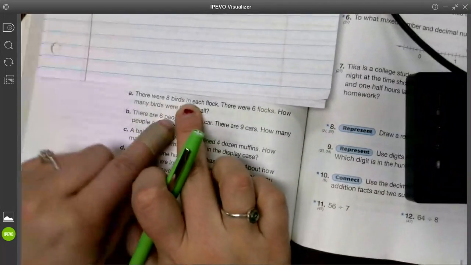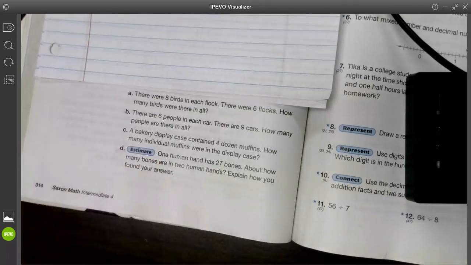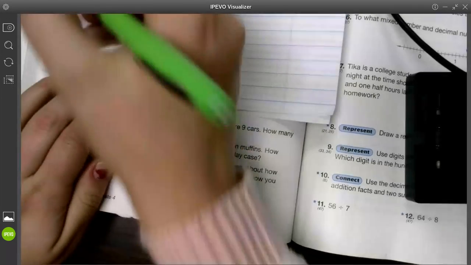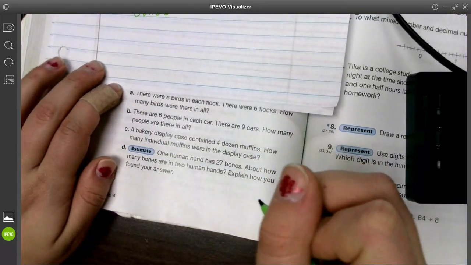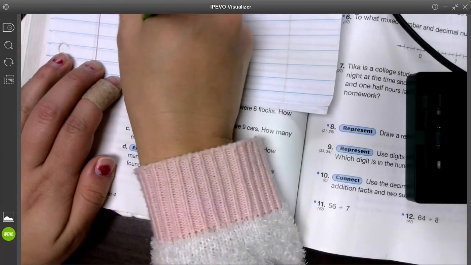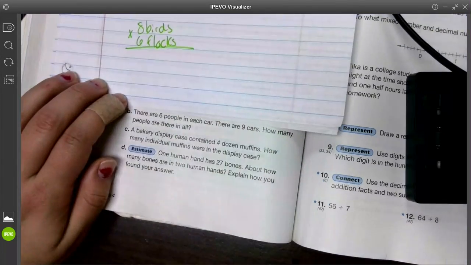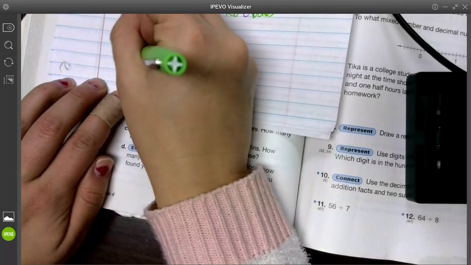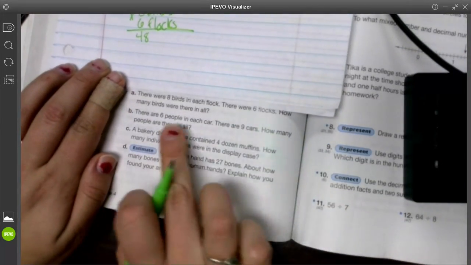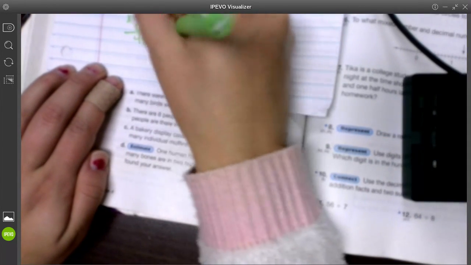There are 8 birds in each flock. Keyword right there: in each. There were 6 flocks. How many birds were there in all? So we have 8 birds, and 6 flocks. In each tells us we're multiplying. So 8 times 6. This is one you can use your multiplication chart for. If you just know it, you can. 48. Now I have to look back to see what it's asking. How many birds? So 48 birds in all.